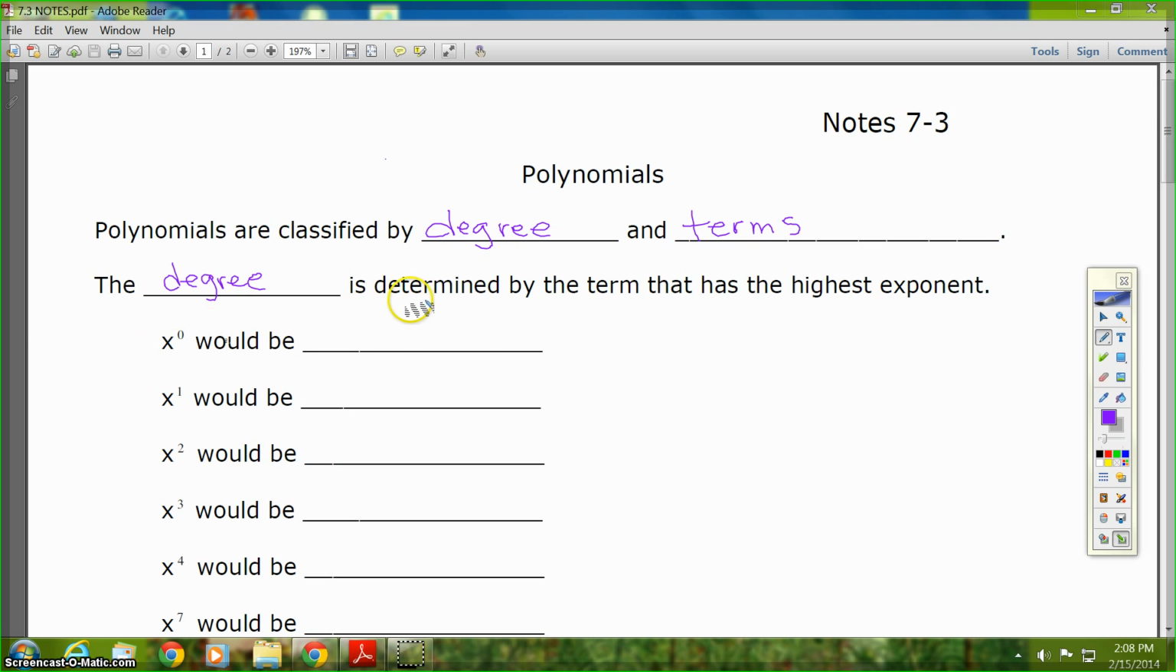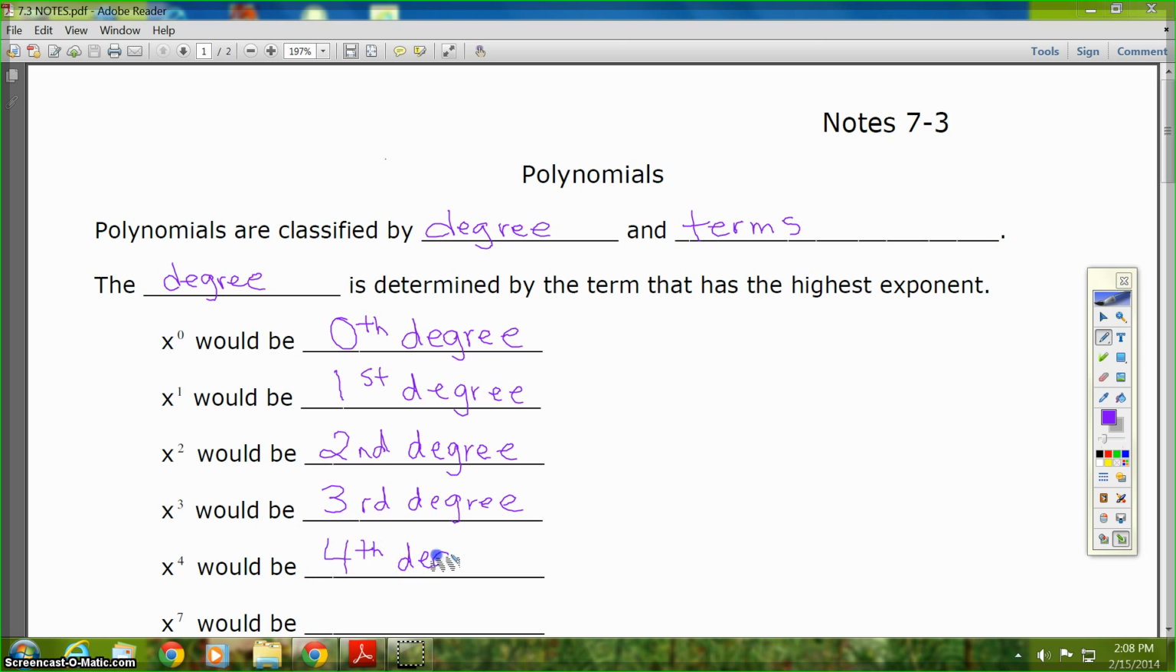So x to the 0th would be the 0th degree. X to the 1st would be the 1st degree. And we're going to do this all the way down. X to the 2nd is the 2nd degree. It's a 2nd degree polynomial. X to the 3rd would be a 3rd degree polynomial. X to the 4th would be a 4th degree polynomial, and I hope you're starting to get the idea. Whatever the power of the exponent is the power of the degree. And this would be the 7th degree.